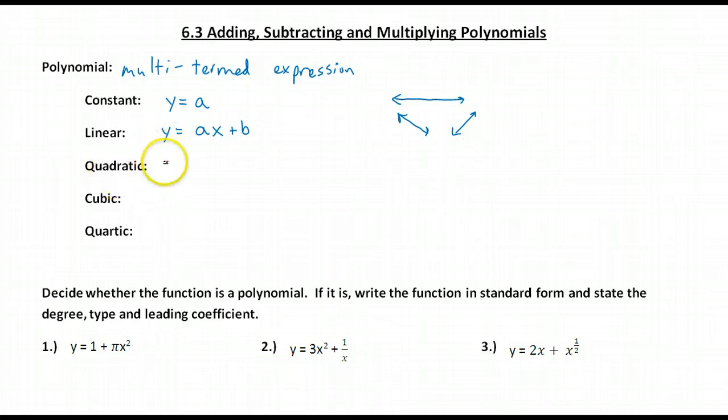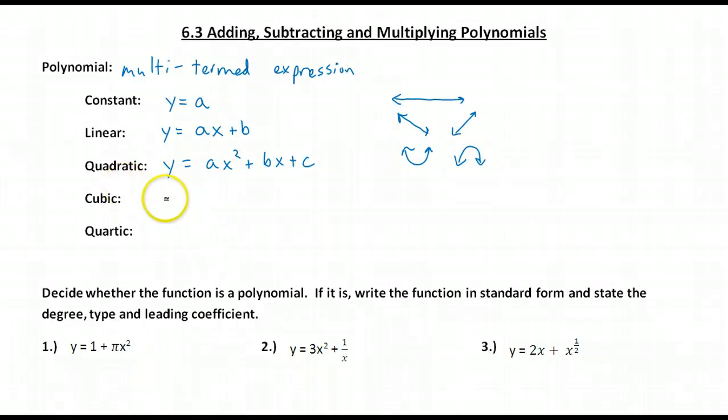A quadratic polynomial, the highest power of x will be squared. We just got done studying quadratic polynomials, and the equation of a quadratic polynomial in standard form is ax squared plus bx plus c, where we have a number times x squared plus a number times x plus a constant. The graph of a quadratic polynomial will be a parabola, either opening up or down.